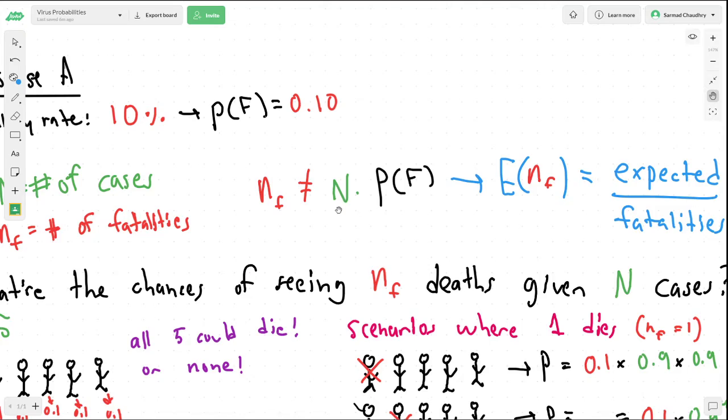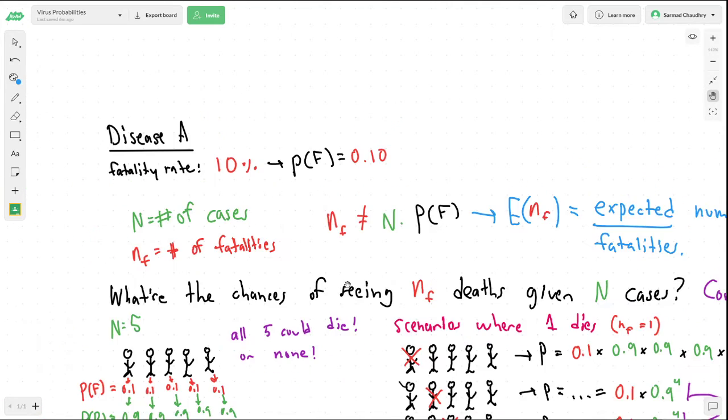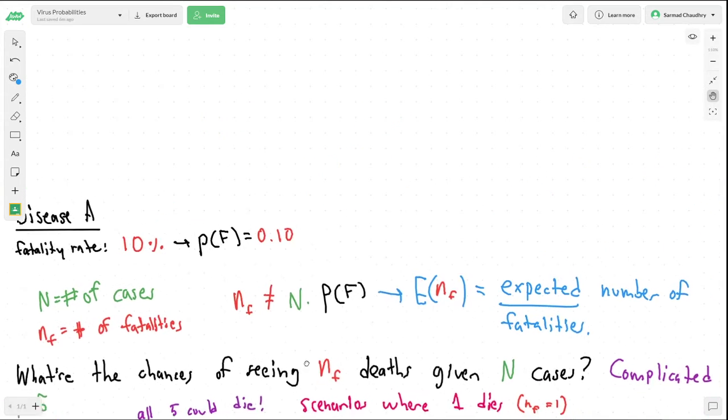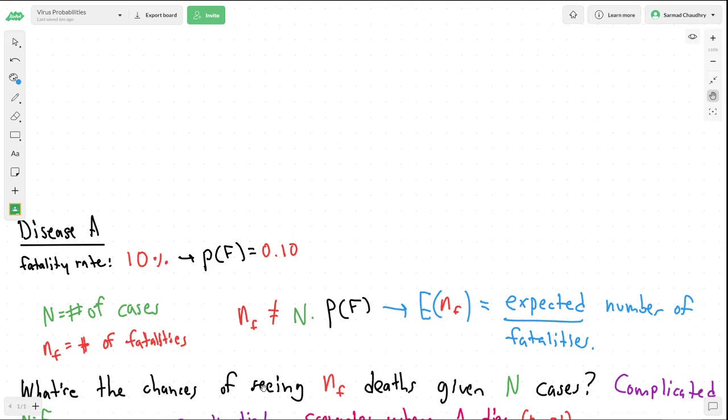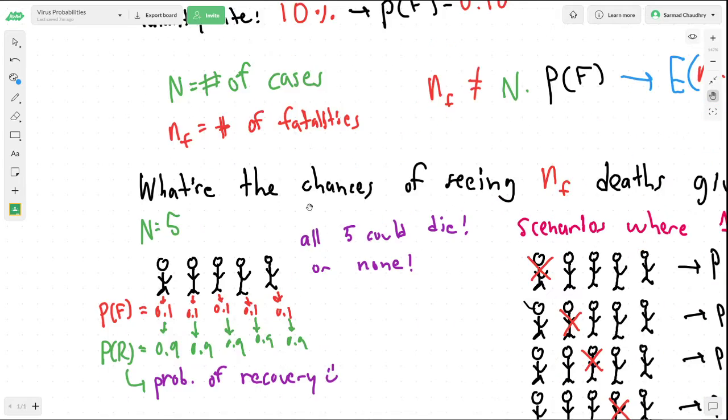So what if someone asks you, what are the chances of seeing NF right here, where NF is the number of fatalities, deaths, given N cases? Your goal here is to understand how fatal this disease is in probability world. It's got a 10% fatality rate. We know how many people are infected with it. So what are the chances of seeing different numbers of people dying from it? It's kind of complicated to look into, and let's talk about why.